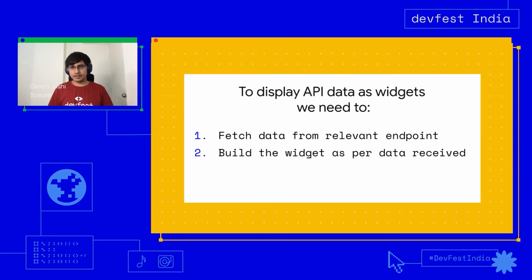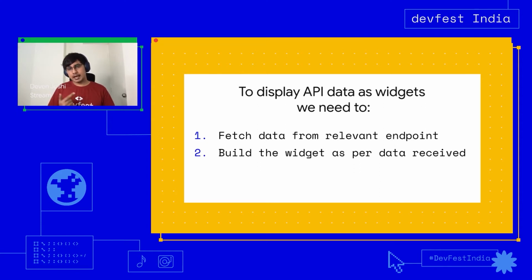So to display API data as widgets, we need two things. One, we need to fetch that data, right? We already have gone through that, but we need to fetch that data in the app itself. It's easy enough just to get a function running, but now where do you call it?